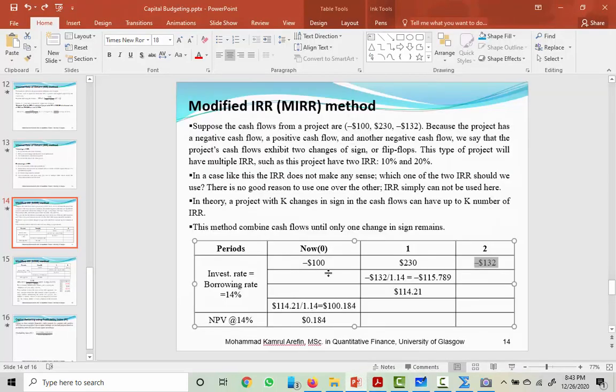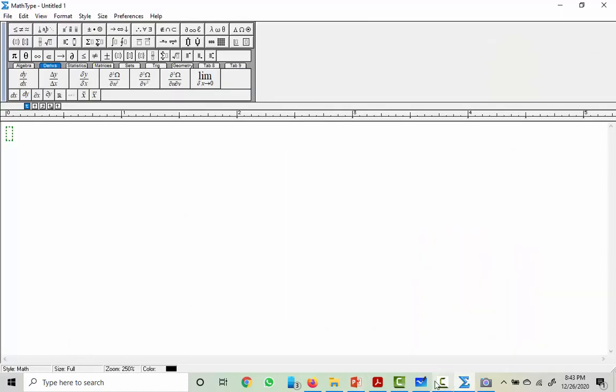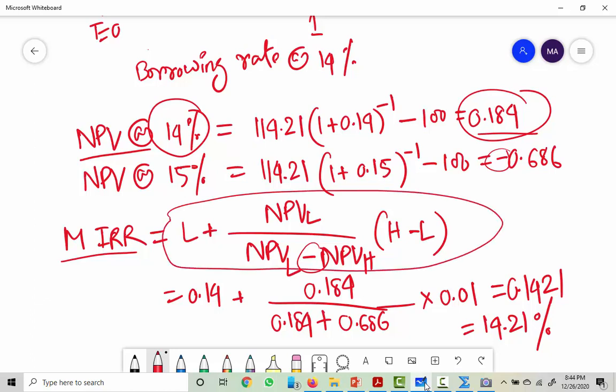Now if you calculate this, what do we get? IRR will be 14.21%, that means 0.1421, which is equivalent to 14.21%. Since we have done some adjustment with the cash flow to get only one IRR, we call it modified IRR. But as I said before, this is called the interpolation formula. Using this formula, you can only get a rough estimate of IRR.